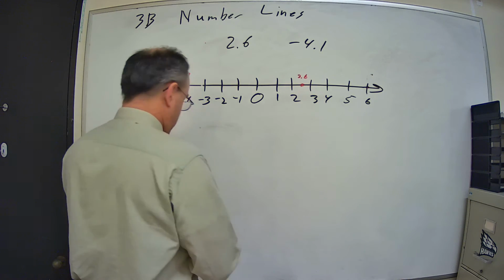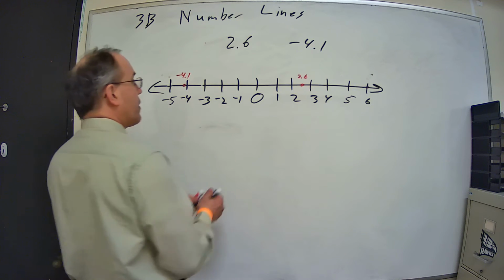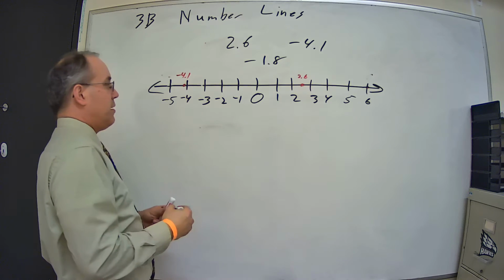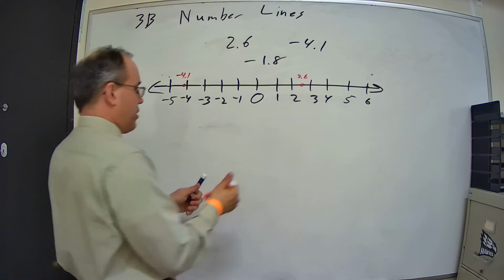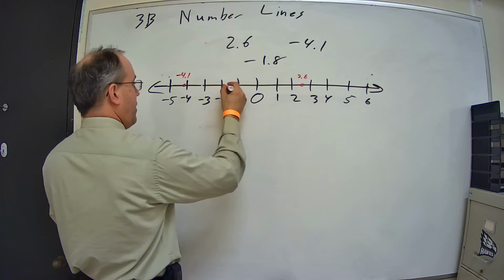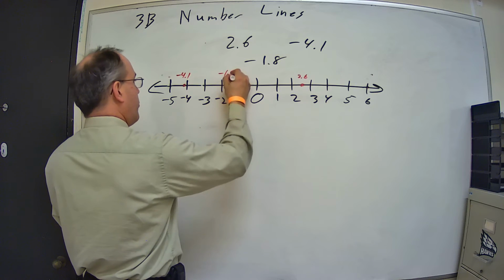So if you've got negative 1.8, you're going to go from 0 to negative 1, and you're going to keep going to 0.8, so negative 1.8.